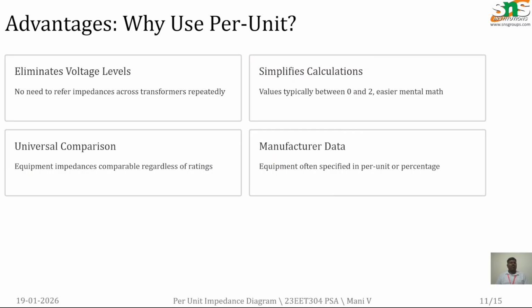Okay, so what is the advantage? Why do we have to use per unit? So that we can eliminate the different voltage levels across the power system. We can simplify the calculations, which is very easy, as values are almost 0 to 1 in per unit. It can be used for universal comparison regardless of any kind of rating or value. And for manufacturer data, the equipment is often specified in per unit value or in terms of percentage.